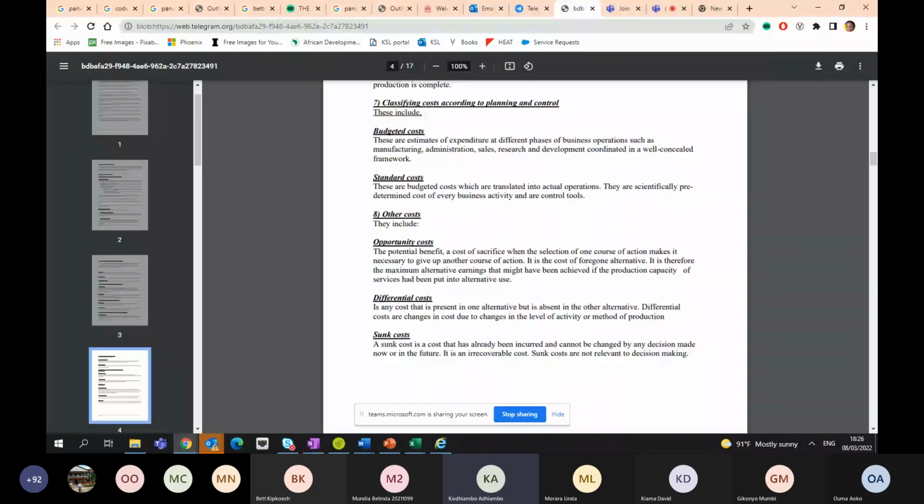The next classification of cost is according to planning or control. Here we have different types of costs, like budgeted cost and standard cost. For budgeted costs, maybe once a year you want to come up with a budget so that things don't shock you, so that you know how to go ahead in terms of how many clients to get, and when to have sleepless nights or not in terms of cost. Then standard cost.